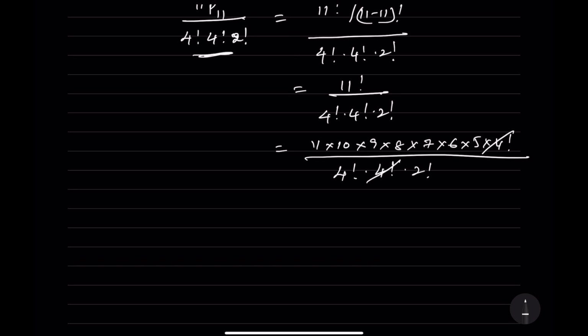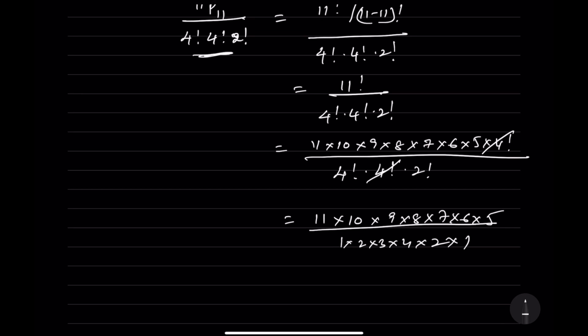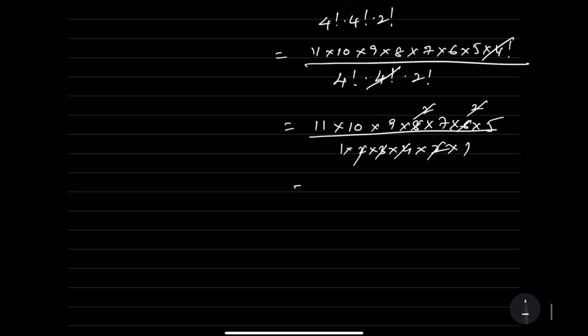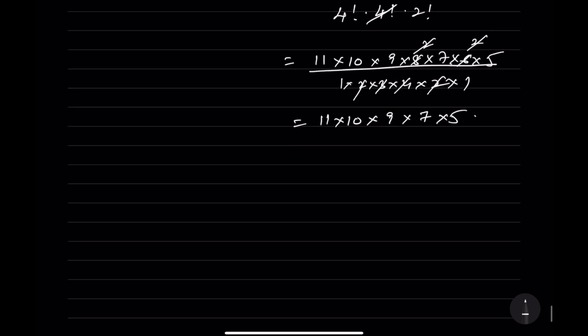So 4 factorial is getting cancelled here. Therefore now you are having here 11 into 10 into 9 into 8 into 7 into 6 into 5 divided by 1 into 2 into 3 into 4 into 2 into 1. So here 3 2s are 6, 2 1s are 2, then 4 2s are 8, 2 2s are 4. So you are having here 11 into 10 into 9 into 7 into 5, which is equal to 34650.